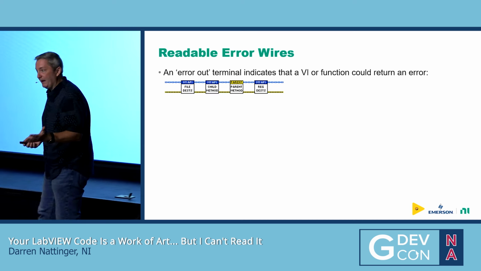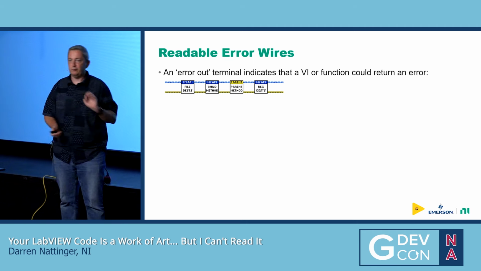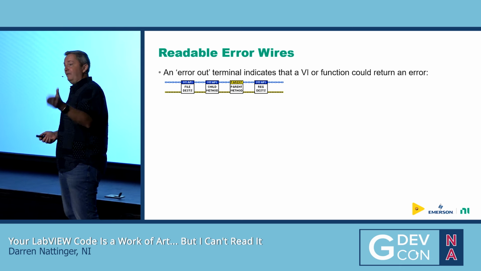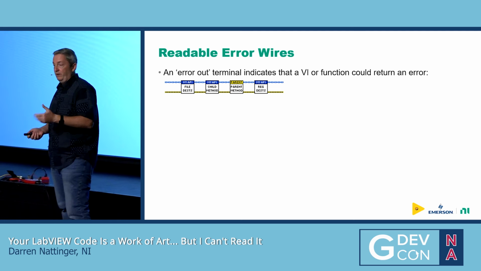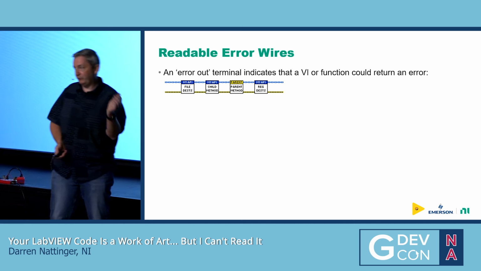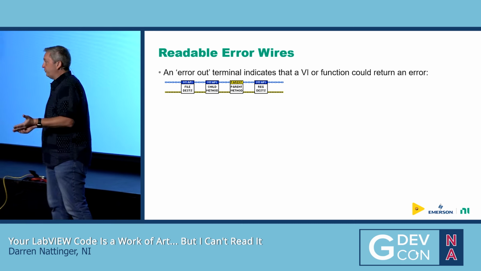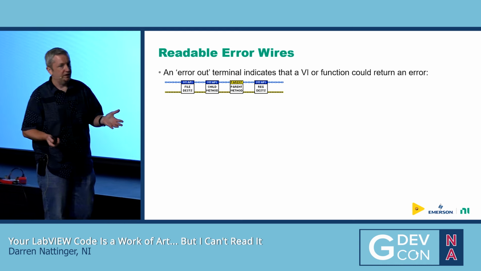All right, so let's talk about error wires. I've given a whole presentation on this before, but I'm going to cover a few ideas briefly related to error wires and readability. If you are writing a VI and that VI can generate an error, then I expect that it's going to have an error output terminal, right? So I'm looking at your VIs, I'm seeing a string of them, I'm seeing error terminals go through them. My assumption as I'm trying to read and understand that block diagram is that any of those VIs could generate an error.